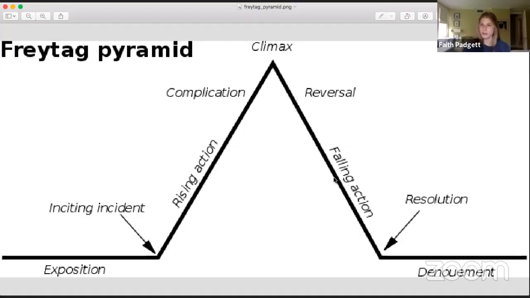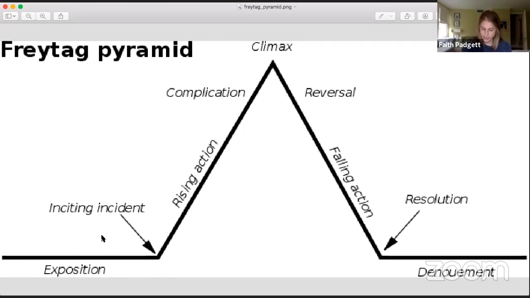So forgive me if a lot of you have seen this before. I think there's still a lot to get out of it. So Gustav Freytag was a playwright, writer, poet in the 19th century. And he basically looked at this as narrative structure. So this area right here, the exposition, inciting incident, that's what we call the beginning, right? That's the beginning of our story.